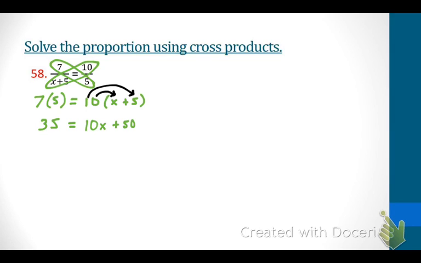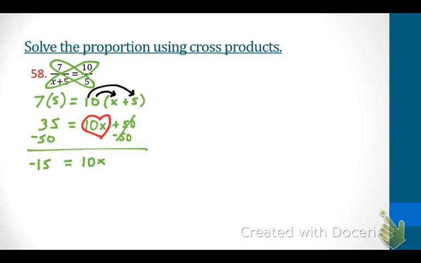Excellent. Ayana, who's the best friends on the right side with the x? Okay, so we're going to keep them together as long as possible. Let's get rid of the 50. Haley, how do I do that? Not divide by 50. How do I get rid of plus 50? Subtract 50 on both sides. Class, what's 35 minus 50? Negative 15. Negative 15 equals, this cancels out, 10x.